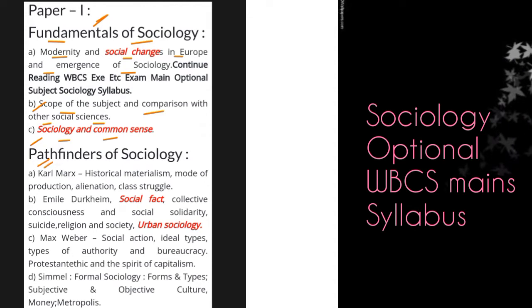In the second portion, we have the pathfinders of sociology, under which come Karl Marx's ideas: historical materialism, mode of production, alienation, class struggle. Then Emile Durkheim's different theories: social fact, collective consciousness and social solidarity, suicide, religion and society, then urban sociology. Then ideas by Max Weber, that include social action, ideal types, types of authority, bureaucracy, the Protestant ethic and the spirit of capitalism.